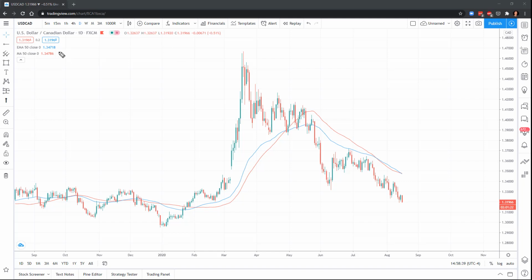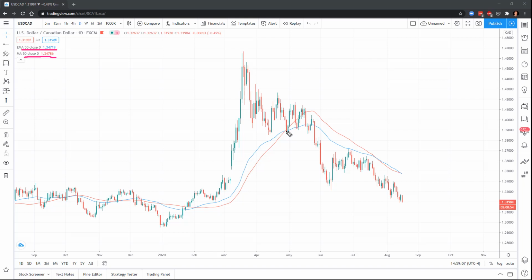What you'll see here in front of you is we've got a 50-period exponential moving average here in blue, and we've also got a 50-period simple moving average here in red. So this is effectively plotting the same amount of data, 50 periods, or in this case 50 sessions. However, you can see that these two lines aren't necessarily moving in alignment with each other, and that is because of the way that they are calculated.